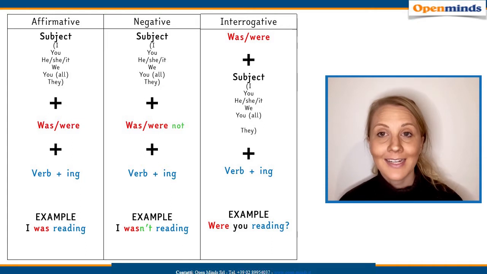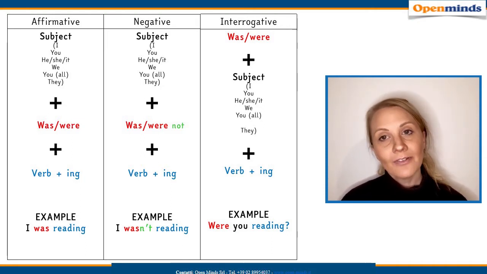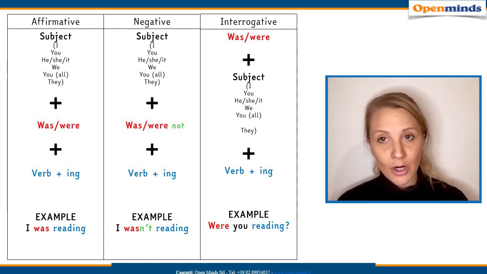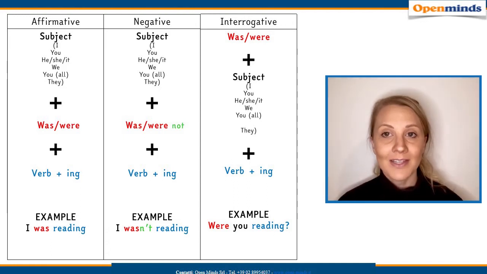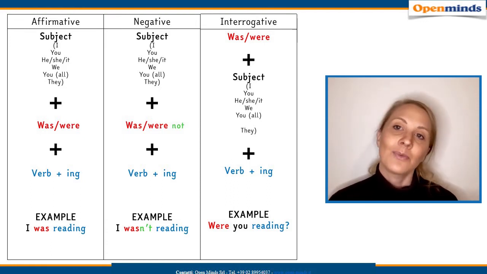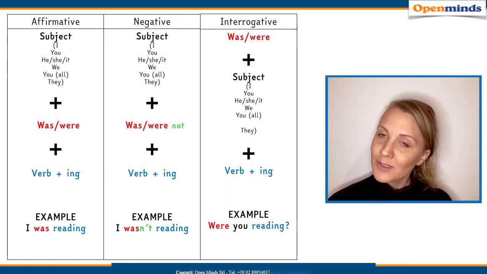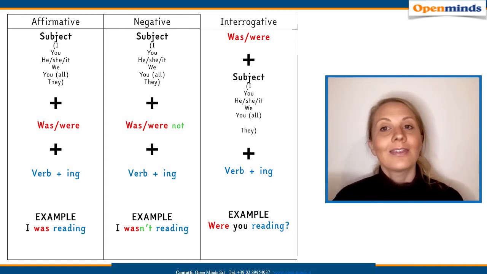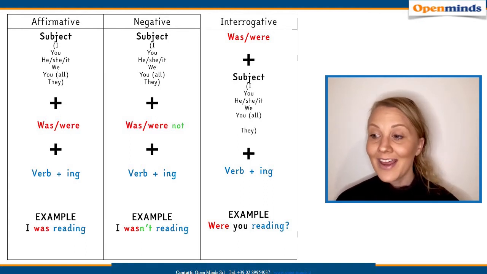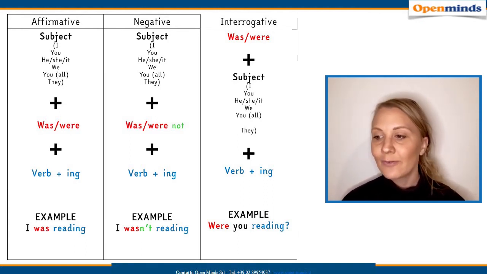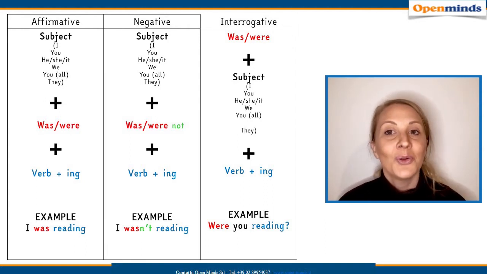Now, finally, let's have a look at the interrogative form. So the difference here is that first we start with was or were, then we have the subject. So the affirmative and negative forms start with the subject, then the verb to be. The interrogative form starts with the verb to be, then the subject. Then it's followed by the verb plus the ing. For example, were you reading?